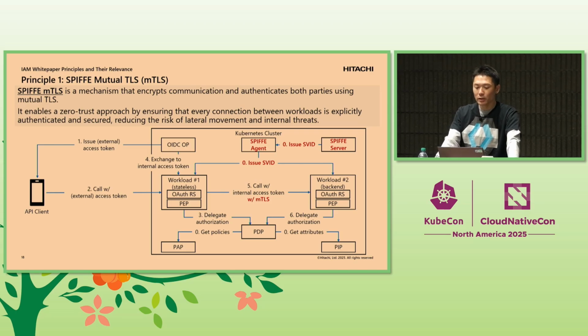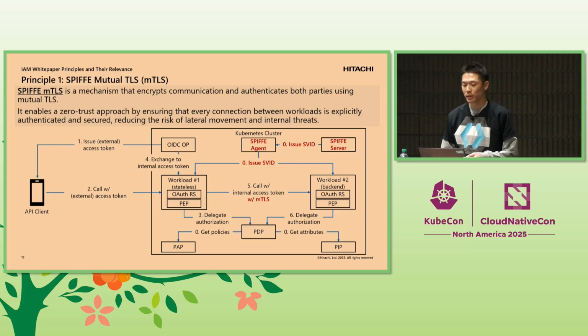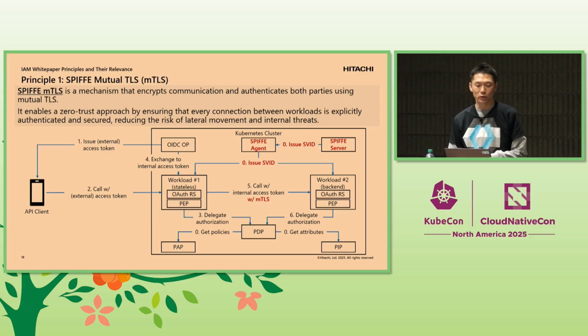From now on, I introduce the 5 key IAM principles, but today I will not go into the details of each principle due to the time constraints. So for details on each principle, please refer to the white paper. The first principle is SPIFFE mutual TLS. That is a mechanism that encrypts communication and authenticates both parties using mutual TLS.